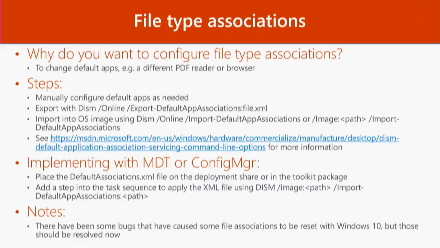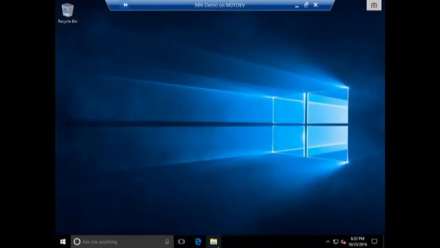Next step in the list then, file type associations. I mentioned before that we can do that. Maybe we wanted to change the default browser. I don't want to do anything quite that severe this time around, but I'll at least show you conceptually what needs to be done. The first step would be to manually configure the file associations on an operating system.